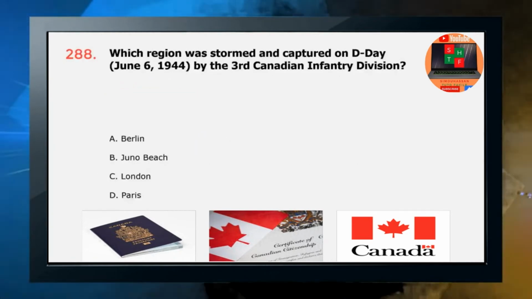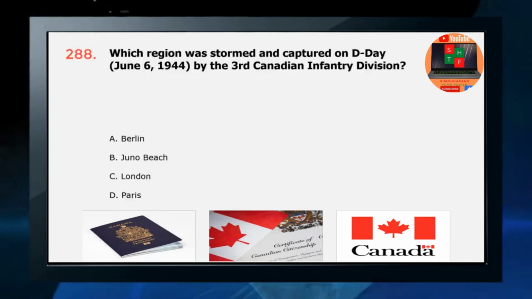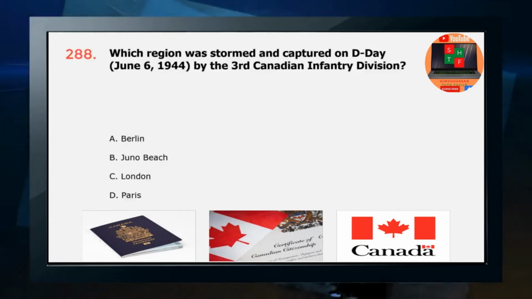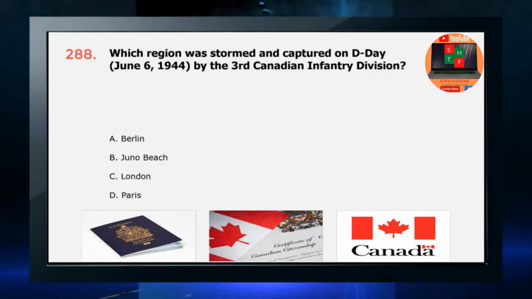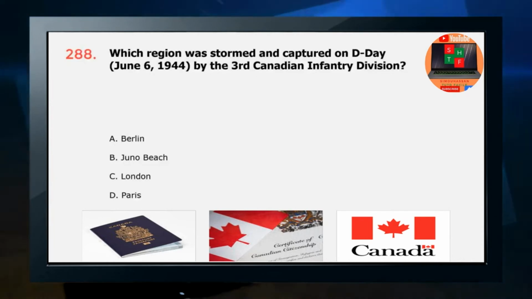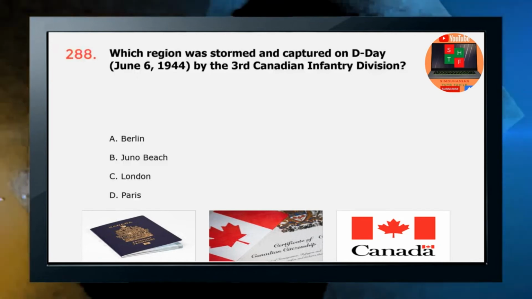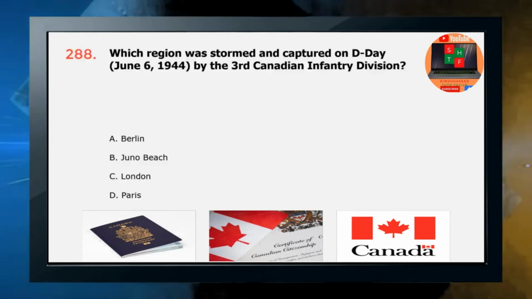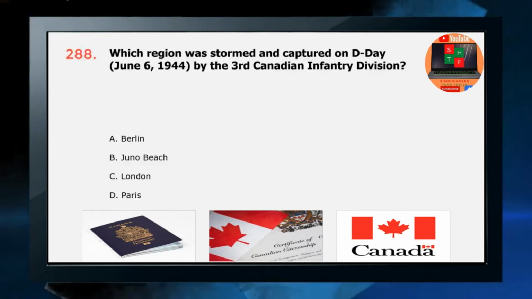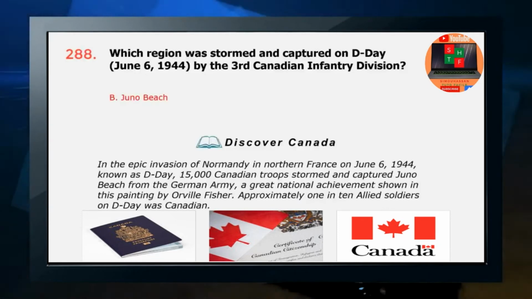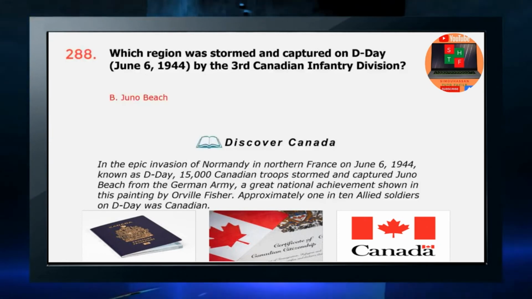Question 288. Which region was stormed and captured on D-Day, June 6, 1944, by the 3rd Canadian Infantry Division? A. Berlin. B. Juno Beach. C. London. D. Paris. The answer is B. Juno Beach.